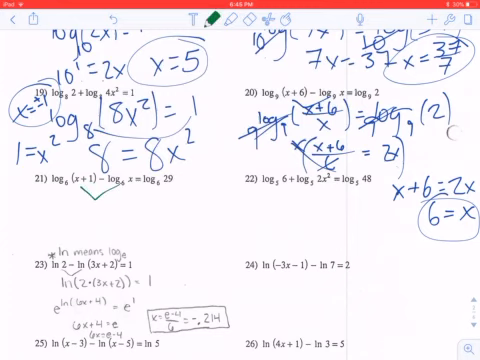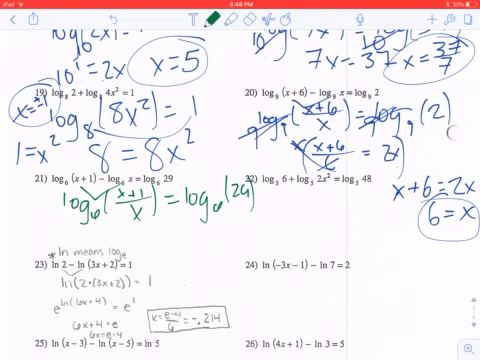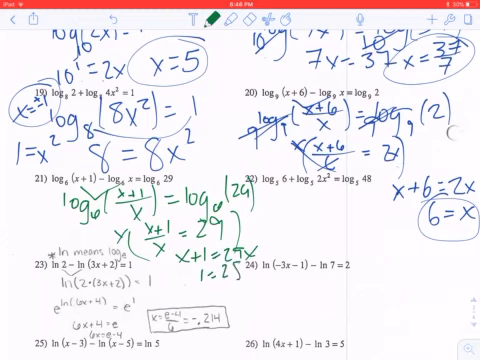These two logarithms can be condensed using the quotient rule. X plus 1. This is going to look very similar to the previous problem. So we get x plus 1 over x equals 29. Multiply by x to get x plus 1 equals 29x. And then 1 equals 28x. If I subtract x from both sides, divide by 28, I get 1 over 28 for x.